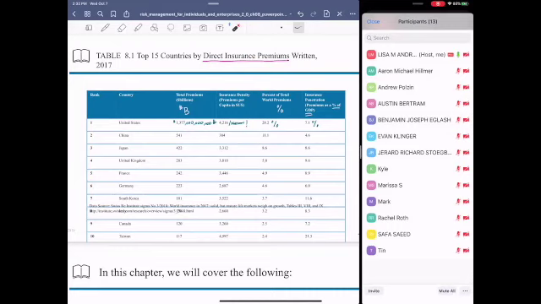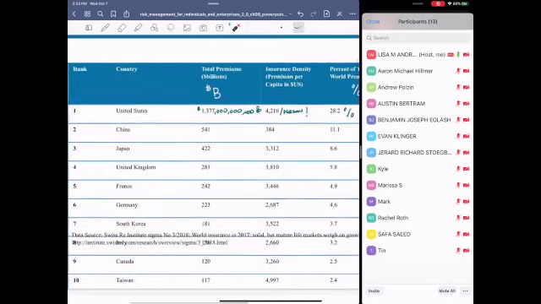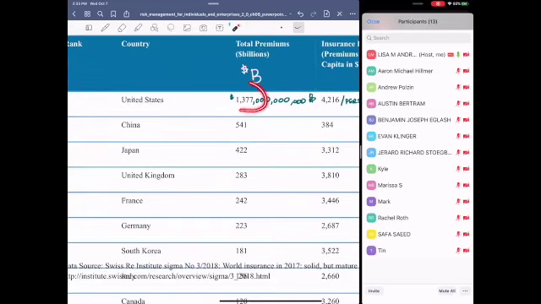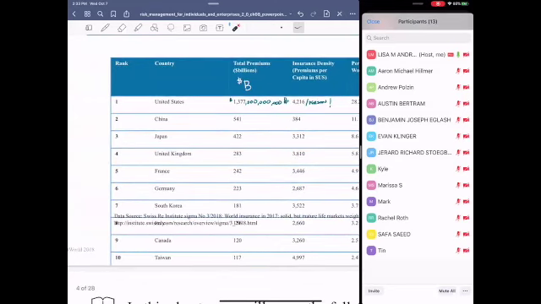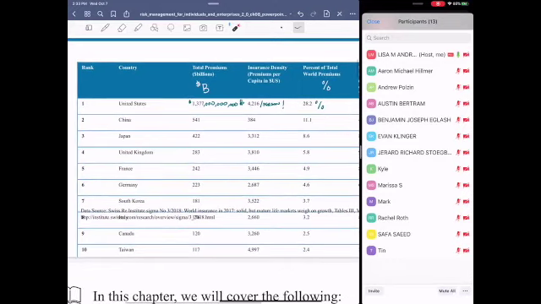This is looking at 2017, and you can see that because these numbers are in billions, the US was over $1 trillion in total world premiums in terms of US companies writing insurance premiums. China, Japan, and the UK come in distant. They're pretty far behind us because we have a massive focus on insurance in this country.